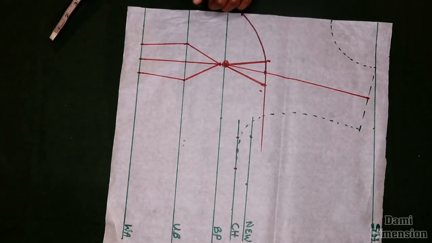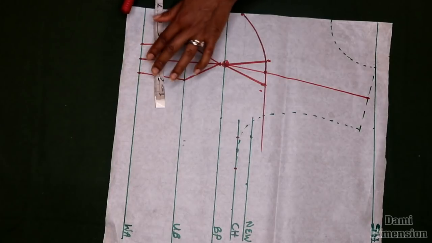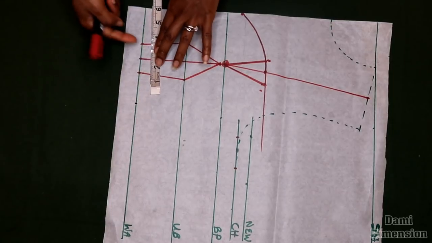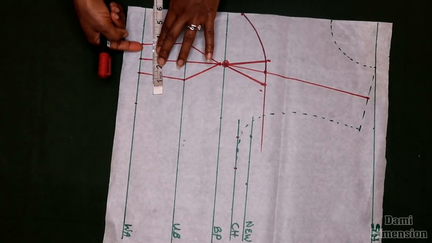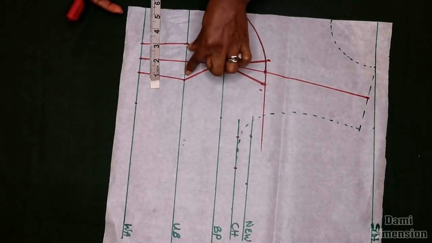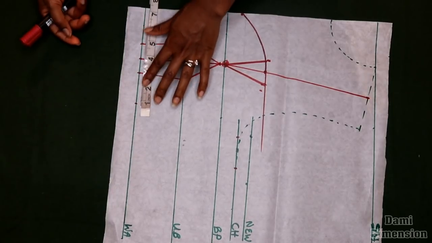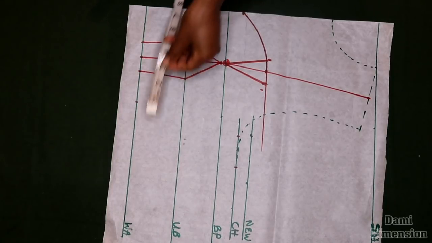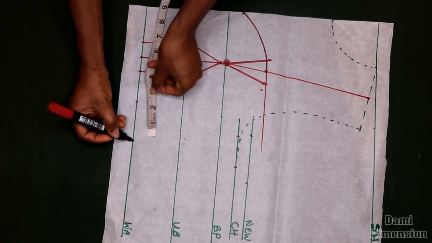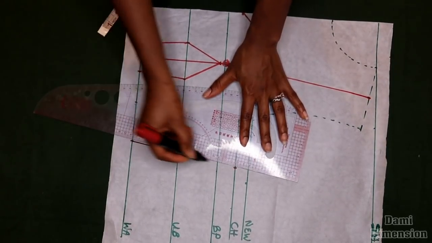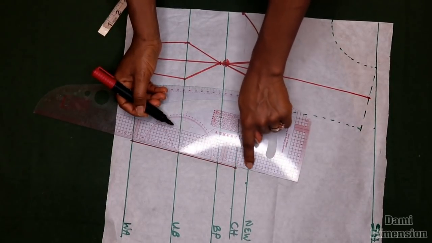And next, I'm moving to my waist line, and I'm putting my waist circumference divided by 4. That gives me 6.5. And then I'm going to add the dart intake as well. I'm adding the dart intake that I took on my under bust, because it's the biggest dart, so that I don't fall short of fabric. So I'm using the under bust dart, which is 2.5 altogether. So I add that, and then I connect the points together. And like I said, you need to extend the line to your new chest line.